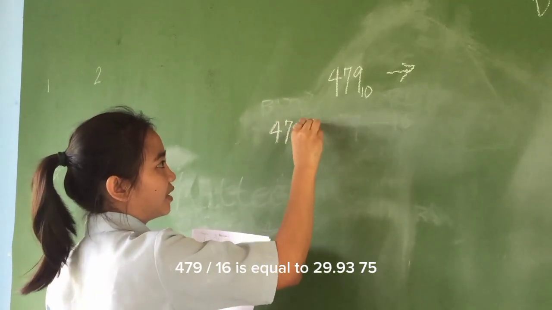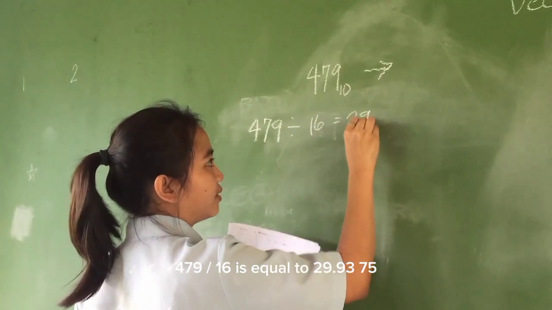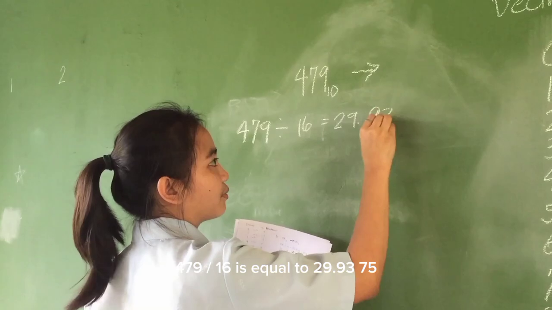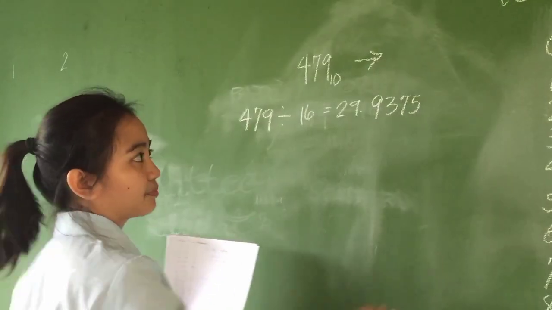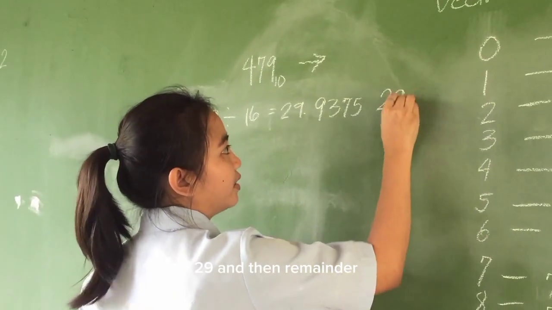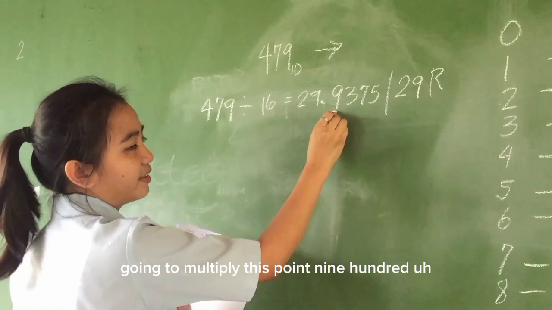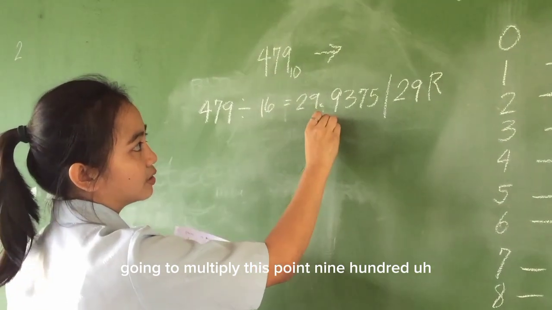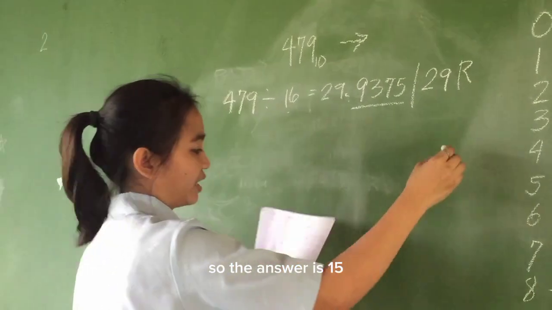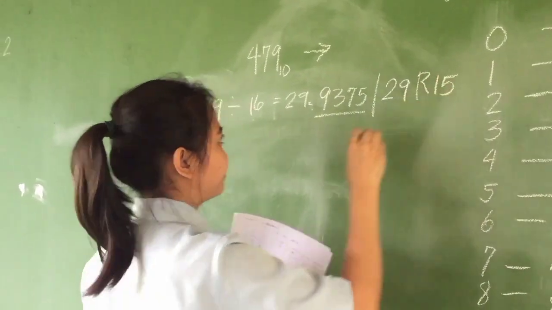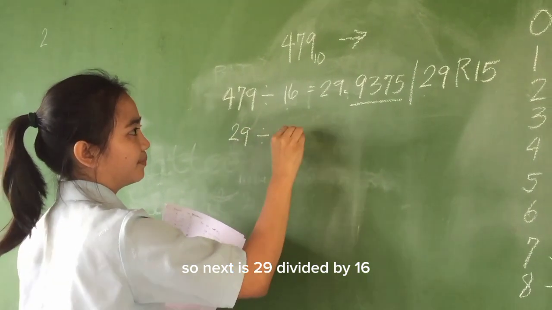79 divided by 16 is equal to 29.9375. So 29, and then for the remainder, we're going to multiply this 0.9375 by 16. So the answer is 15. So next is 29 divided by 16.